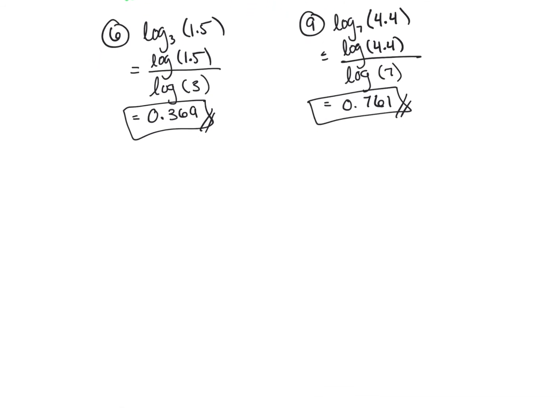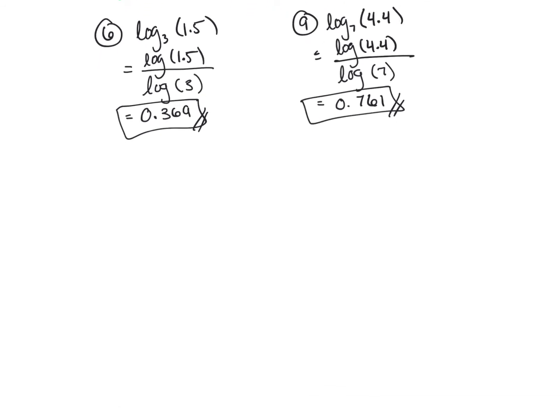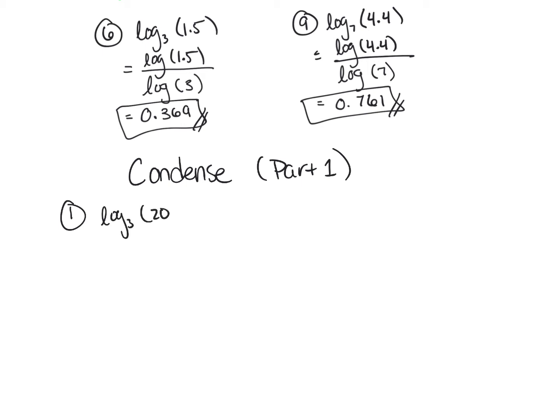If we look at condensing, on the Go Formative there's a part 1 and part 2 of condense. First, I just want to take a look at problem number 1 from that first section. It says log base 3 of 20 minus log base 3 of 4. Like I said, two logs of the same base being subtracted from each other, it's one of our rules, we divide our insides. And we end up with log base 3 of 20 divided by 4.